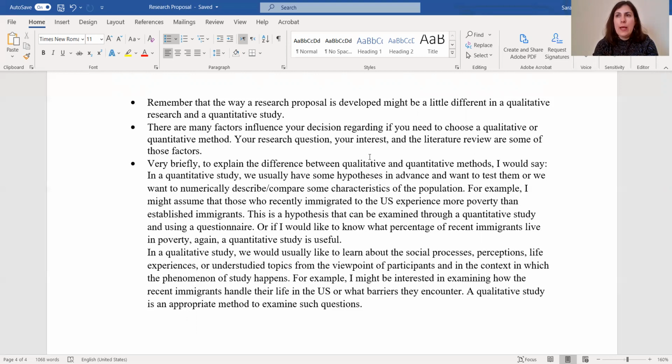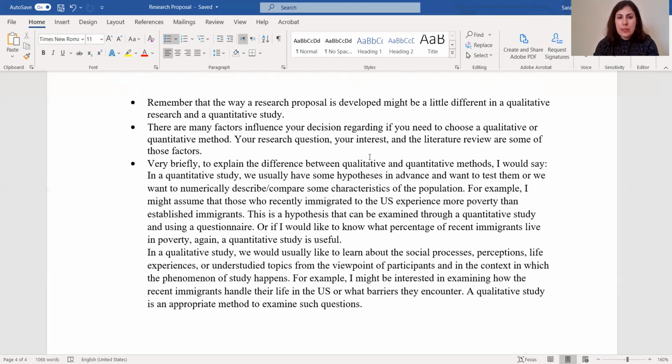Sometimes, for example, we review the literature and we see qualitative studies are missing in this specific topic. There is no qualitative study, and you may say, oh, I want to address this gap and I want to conduct a qualitative study to contribute something new in this field. In brief, I'm going to explain what is the difference between qualitative and quantitative methods.